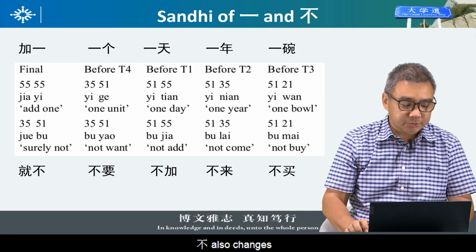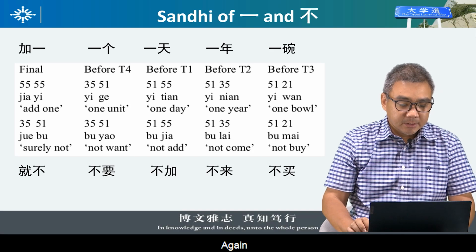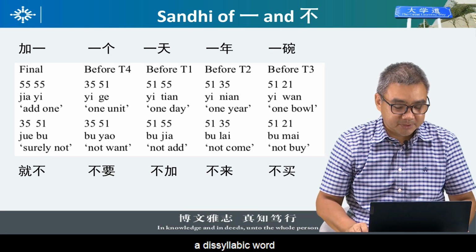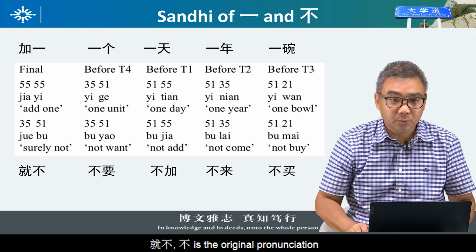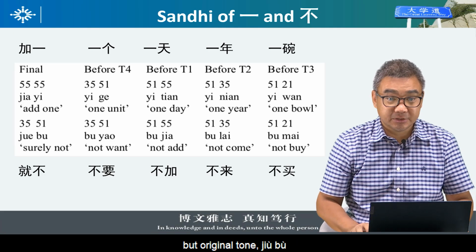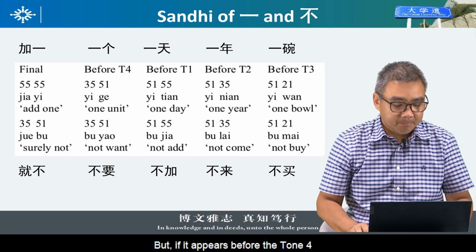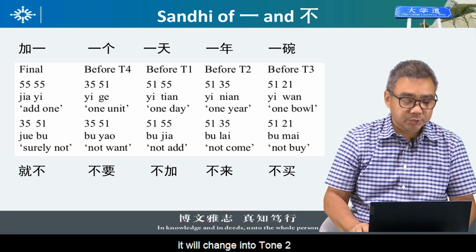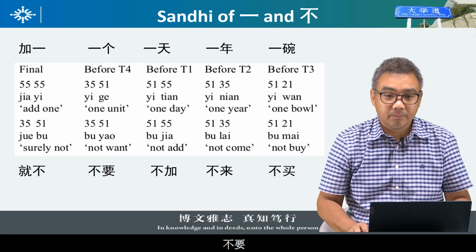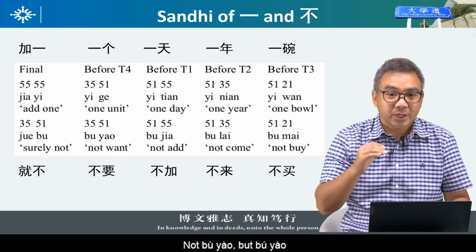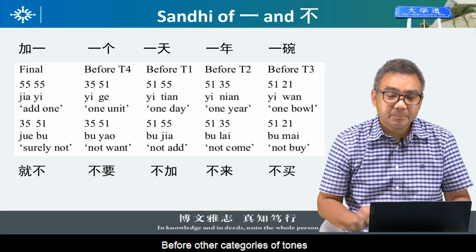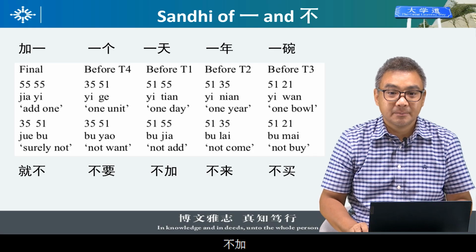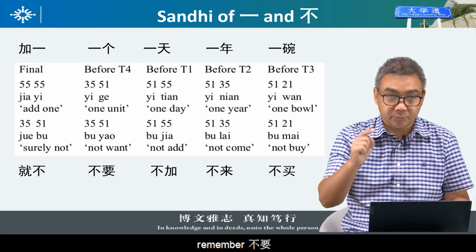Okay, similarly, bu also changes. Again, bu does not change if it is used as the final syllable in a disyllabic word. 就不, bu is the original tone. But if it appears before tone 4, it will change into tone 2. 不要. Not bu yao, but bu yao with tone 2. Before other categories of tones, it remains unchanged. 不加, 不来, 不买. Remember, 不要.